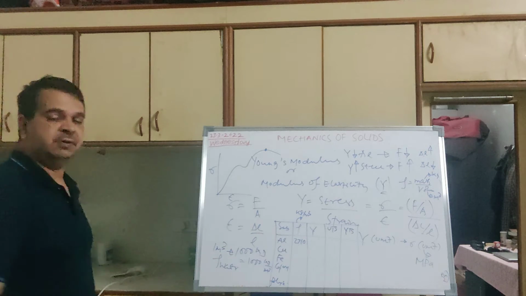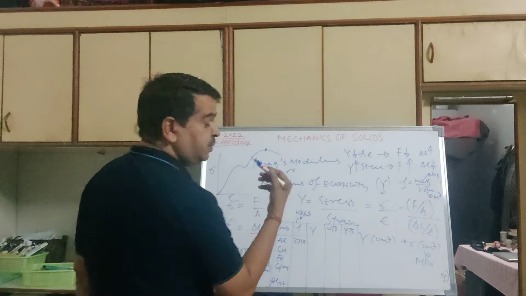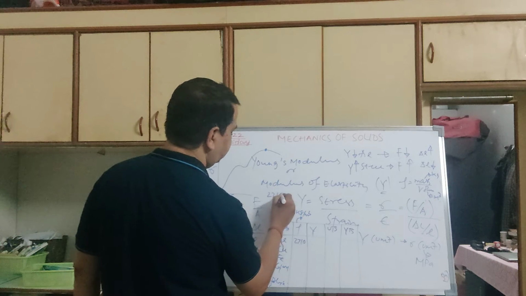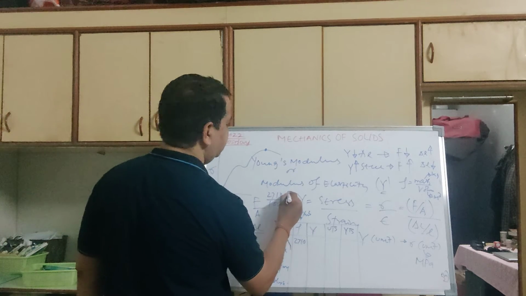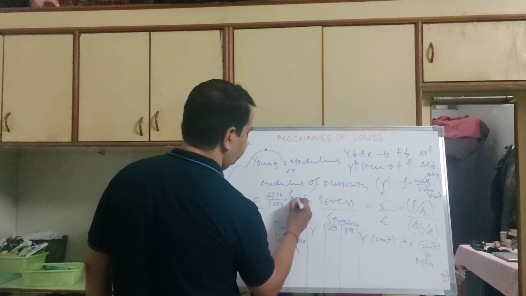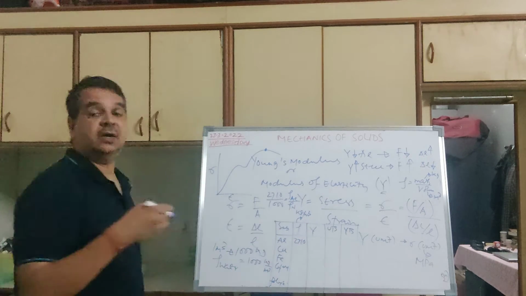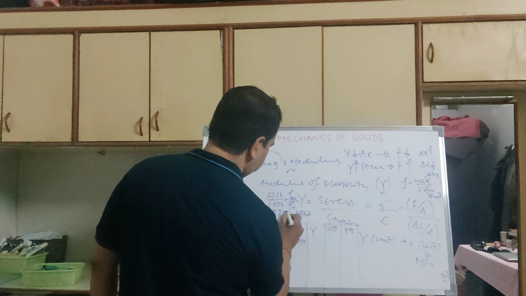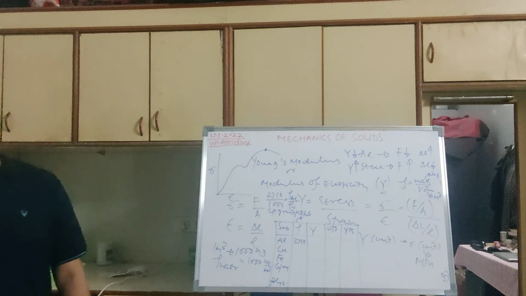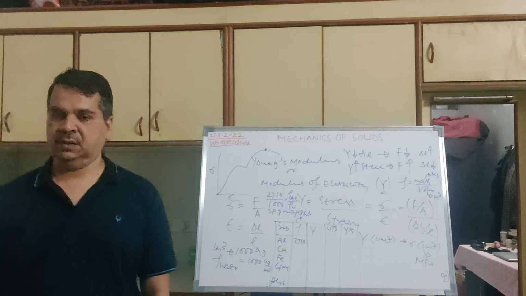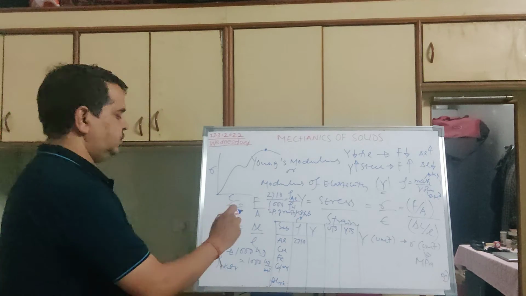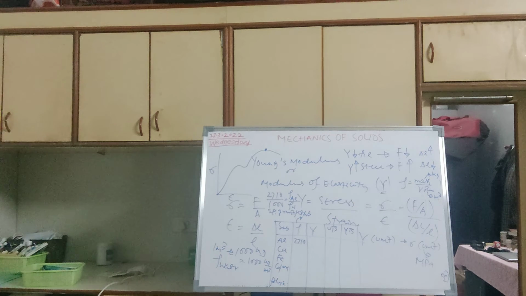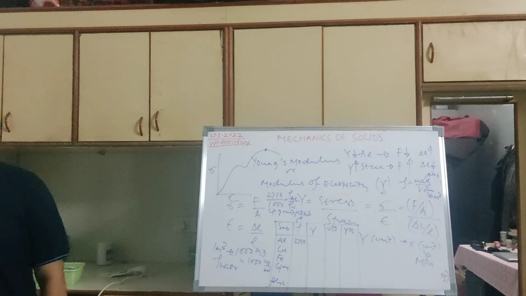This 2710 we otherwise call specific gravity. The specific gravity of aluminium is 2710 divided by 1000. That means the density of aluminium divided by the density of water is called specific gravity, the density of any material compared to water. So if you just remember aluminium's specific gravity is 2.7, you multiply it by 1000 and you get it in kg per meter cube.